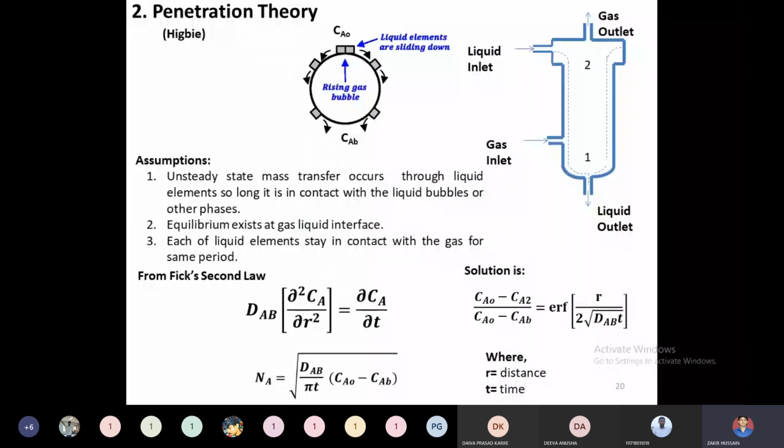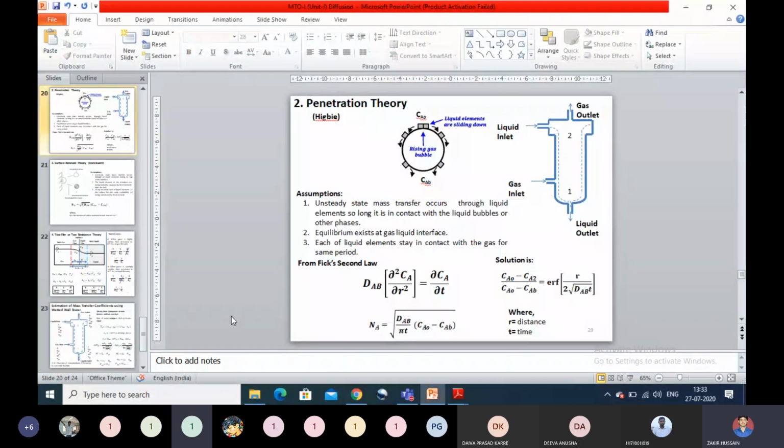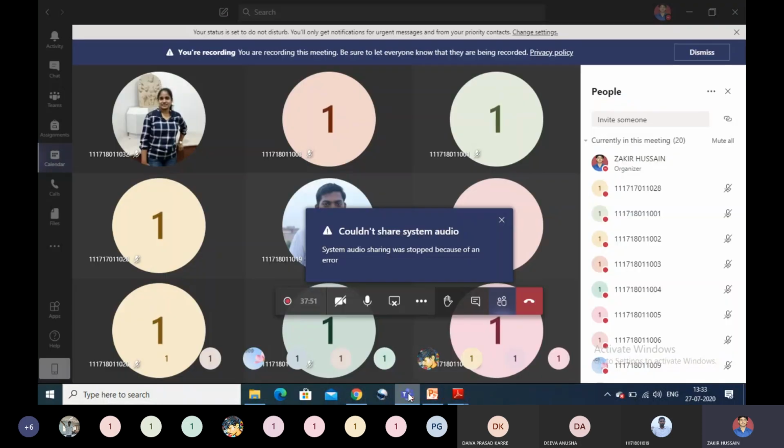Any doubts in these three theories: film theory, penetration theory, and surface renewal theory? Any doubts? Whether you understood or not, I want to know. Understood, sir. Okay. Then that's all for this day.